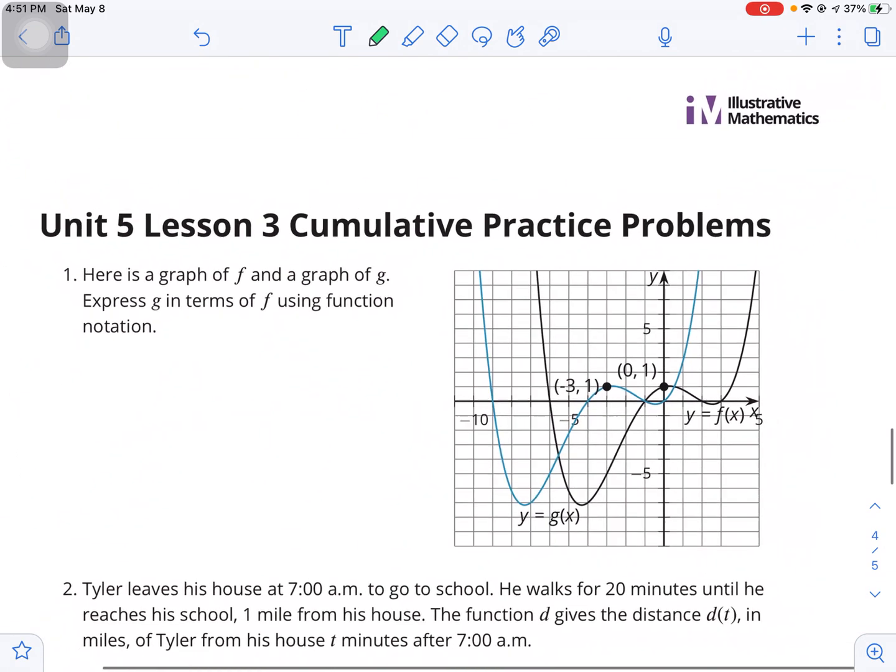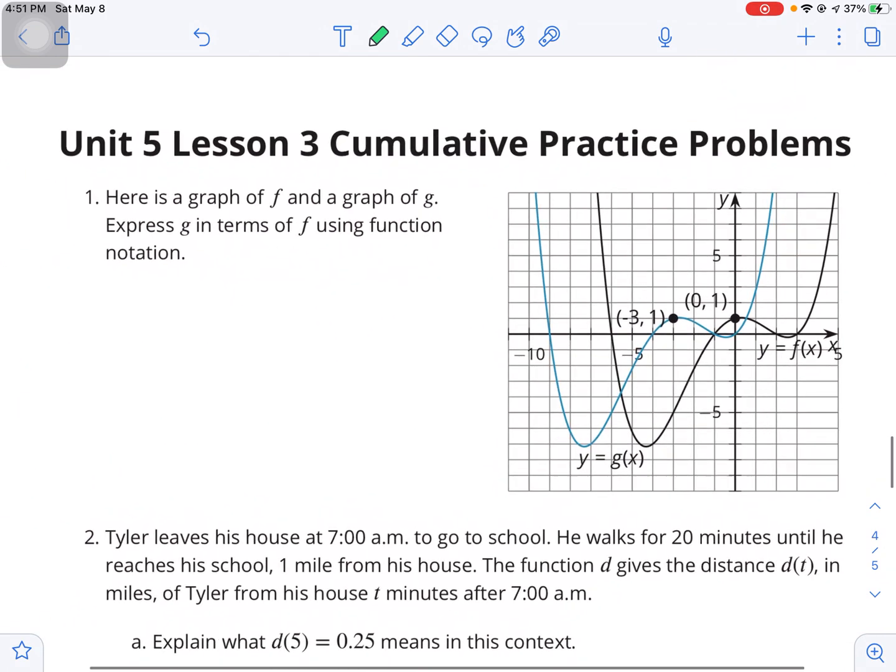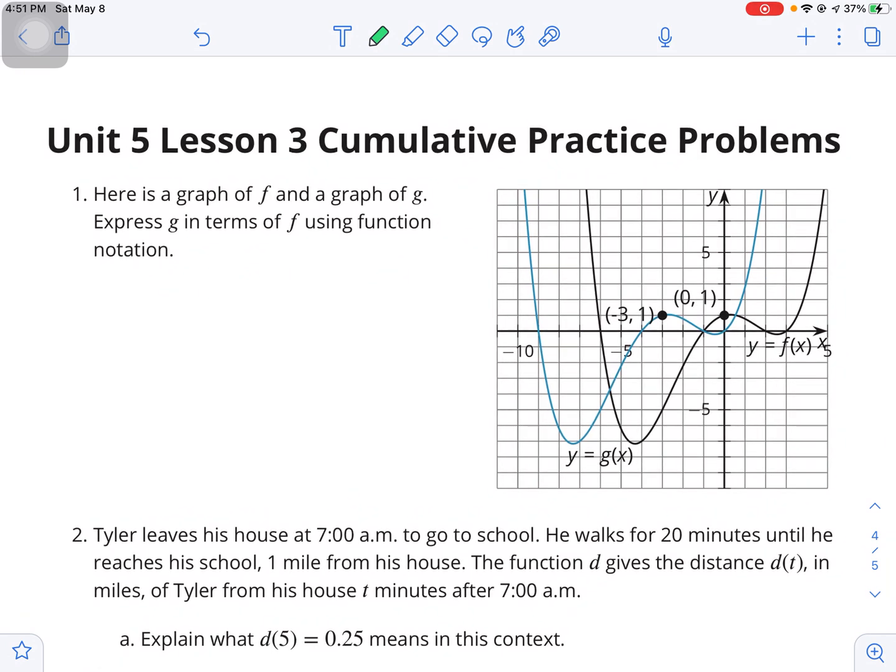For number 1 in lesson 3, here's a graph of f and a graph of g. Express g in terms of f using function notation. So it looks like f is the black one and g is the blue one. And it looks like g is a translation to the left of f. And so g of t, or g of x, is equal to, so here g of x is 1, where f of x is 1 here.